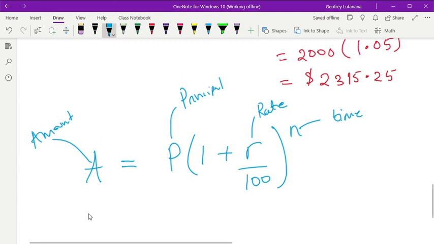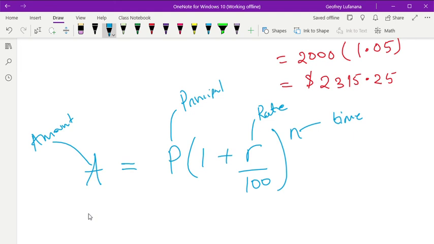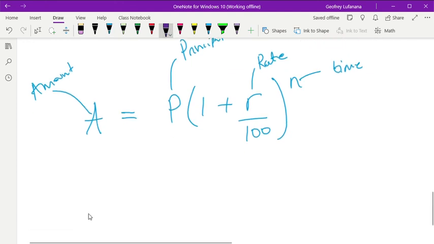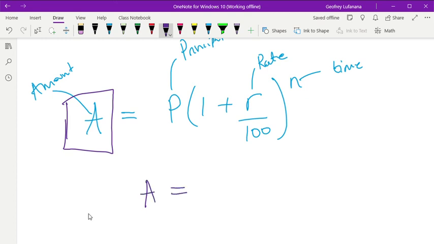Now, your time and rate have to have the same component. If your rate is per month, then your time is going to be in months. If your rate is per annum, then your time is going to be in years. Some key things to note: the formula calculates amount. If you want to calculate interest, you have to use the relationship that amount equals principal plus interest. So in this case, your interest would be amount minus principal.